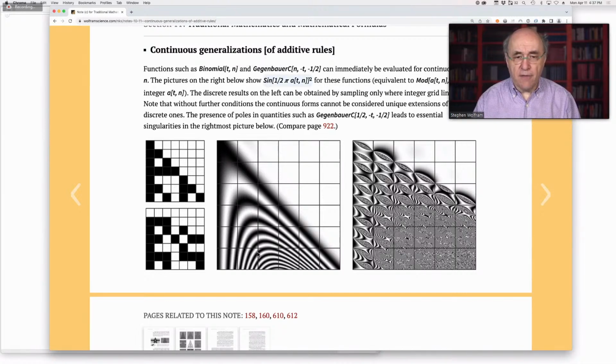These are these sine function curves, but the Gegenbauer polynomial for the trinomial coefficients is a big mess when one tries to continue it, and it sort of makes these arbitrarily fine details in that case.